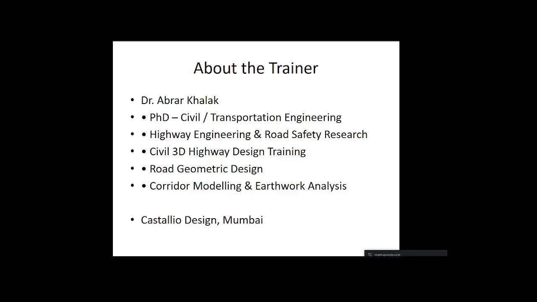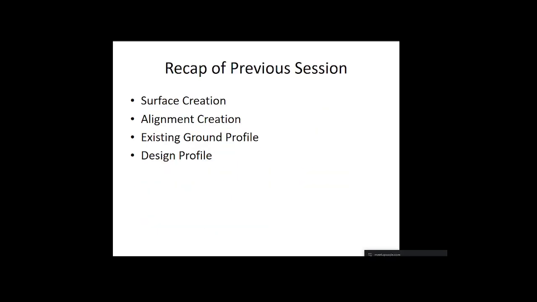Now, before moving ahead, let's quickly revise what we learned in the previous session. First, we created the existing ground surface in the previous lecture, and then we went for the alignment creation. We generate the alignment which represents the center line of the road. After that, we create the existing ground profile and finally develop the design profile. Today, we will continue from this point and transform our design into a complete 3D corridor model.